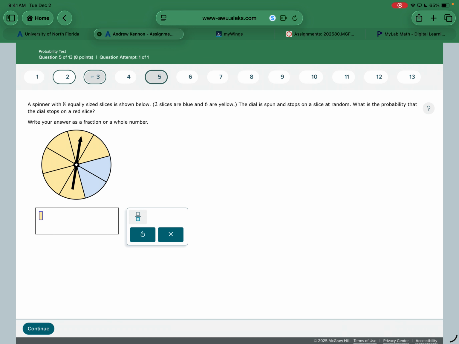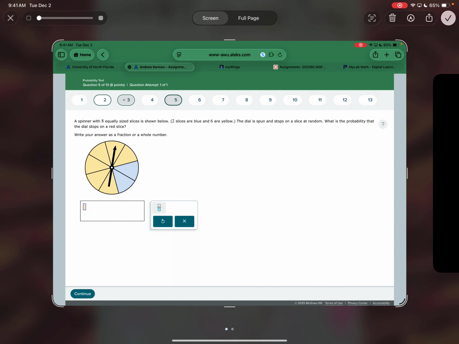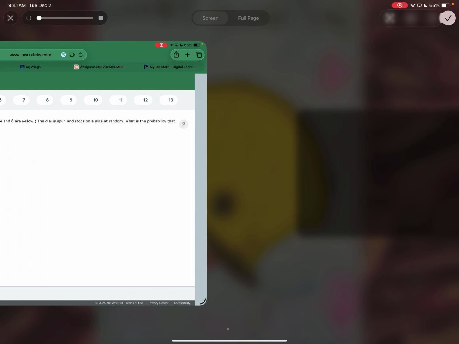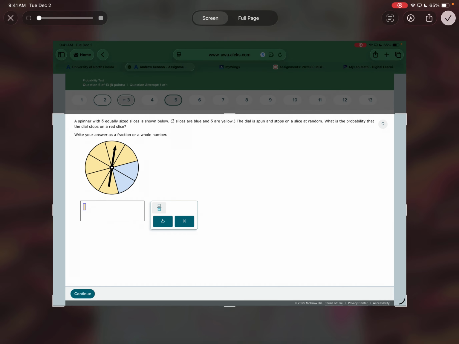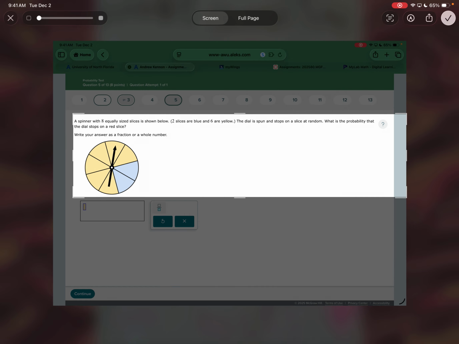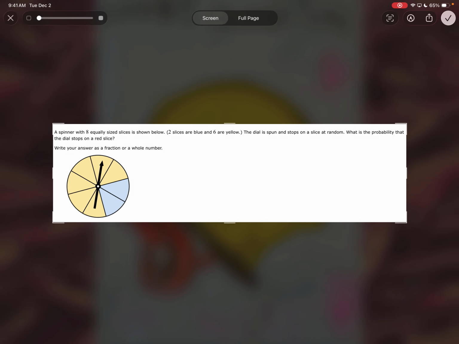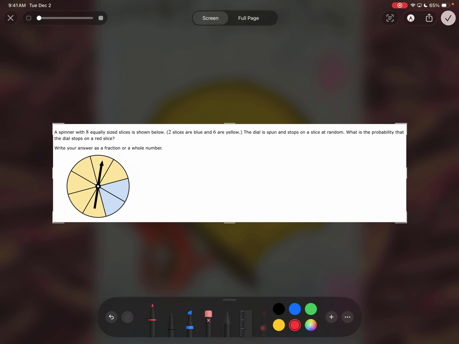Yes, this one is on your test work page. On this one, a spinner with 8 equal slices. 2 slices are blue, 6 are yellow. What is the probability that you land on a red slice? Man, we got an easy one here. The probability that you land on a red slice, there are 0 red slices. So 0 out of 8. And that would be my answer.